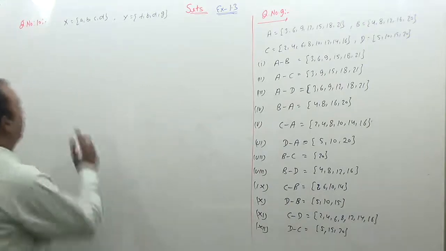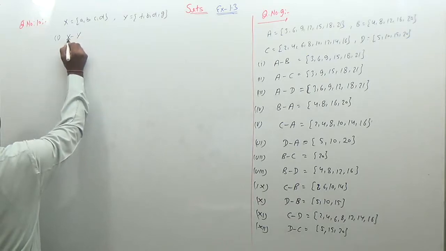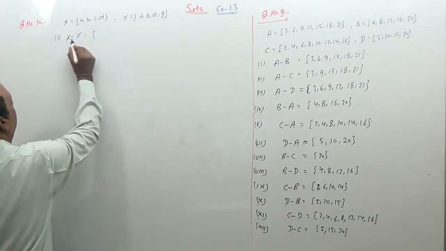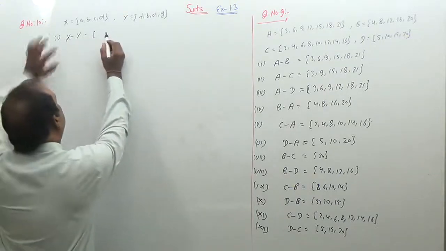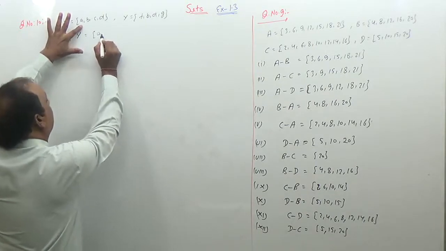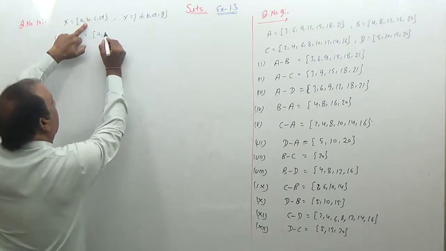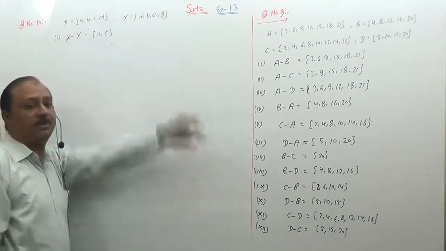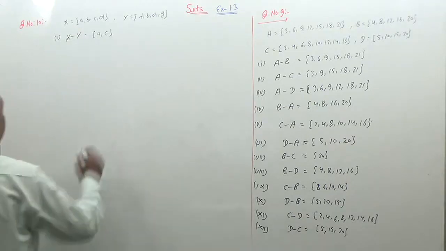In first case, find out X minus Y. X minus Y is a set which contains only elements of set X, not set Y. So from X, we take A. We cannot take B because B also belongs to set Y. And next element is C. We cannot take D because D also belongs to set Y. So this one is X minus Y.